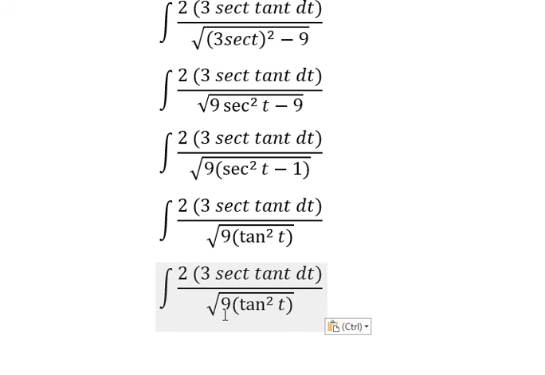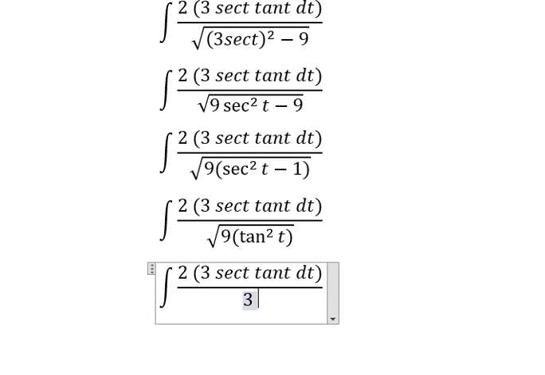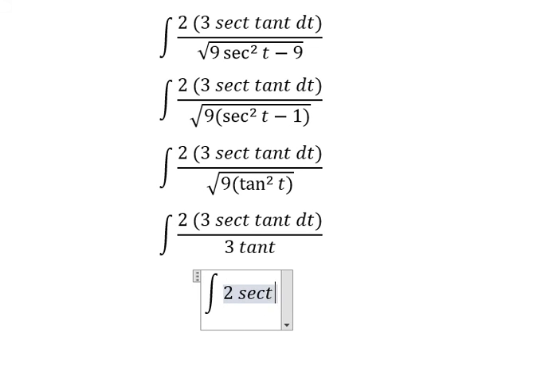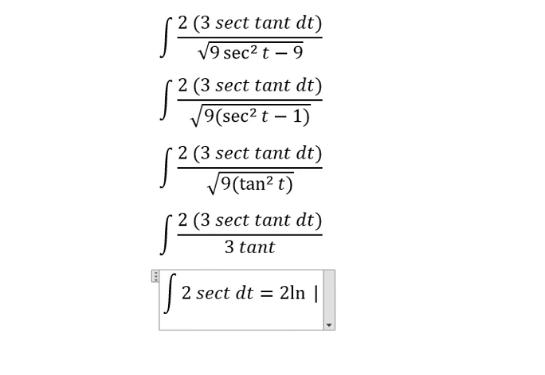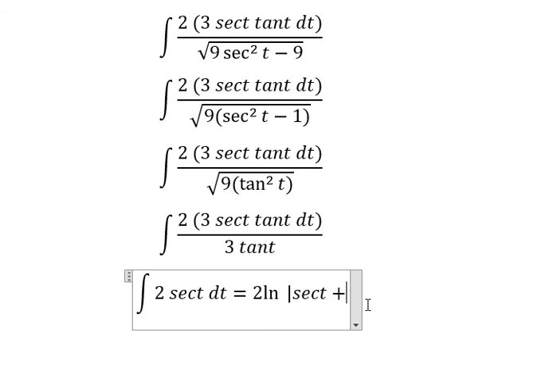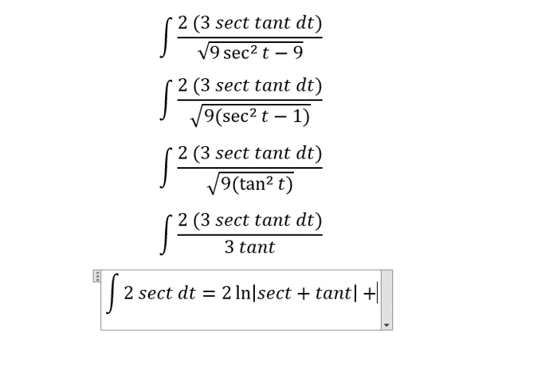The square root of 9 tan t square, we got 3 tan t. So we simplify 3 tan t on numerator and denominator. So we will have 2 secant of t dt. The integration of secant of t, we have ln of the absolute value of secant of t plus tan t, and we put c in here.